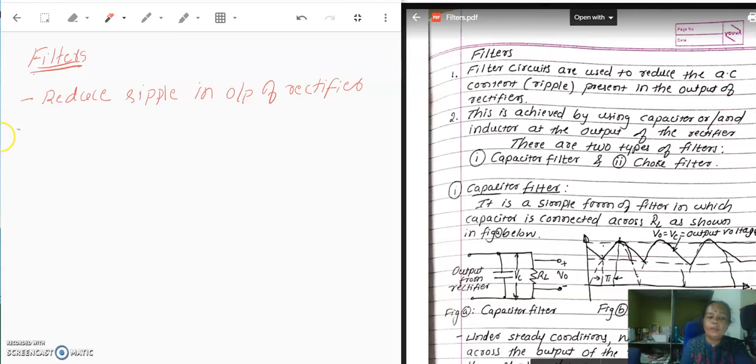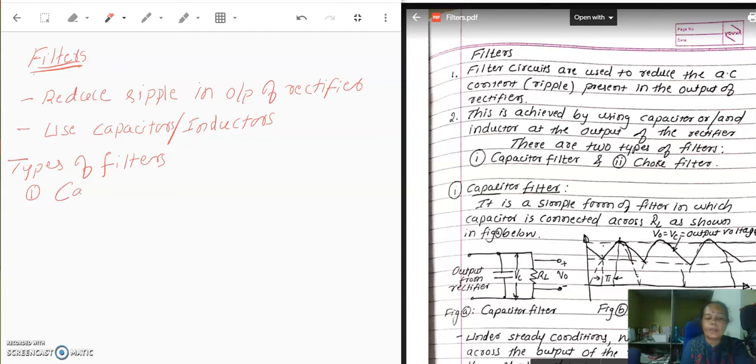So, how do we construct the filters, with what is the filter made? Filters are made using capacitors or inductors. So now we shall see the types of filters, the very popularly used types of filters.